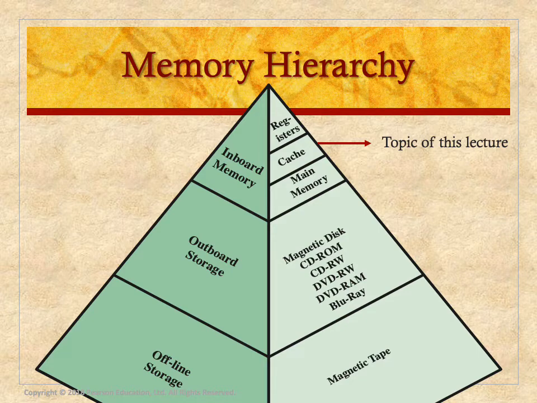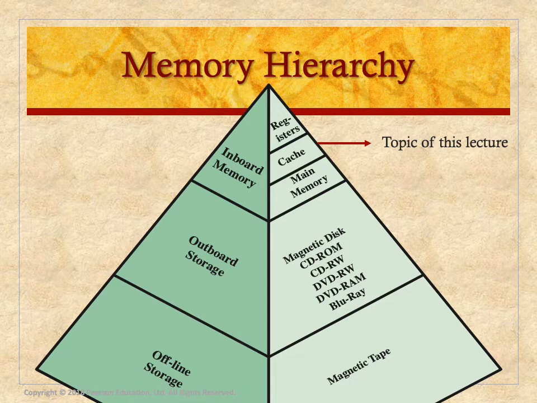At the top of the pyramid we have the registers. Those are the memory units that are integrated in the processor. Then we have the cache. The cache is the memory layer between the registers and the main memory, and the cache will be also the major topic of the lecture today. In the hierarchy, the cache is followed by the main memory, and the registers, together with the cache and the main memory, form the inboard memory components of a system.